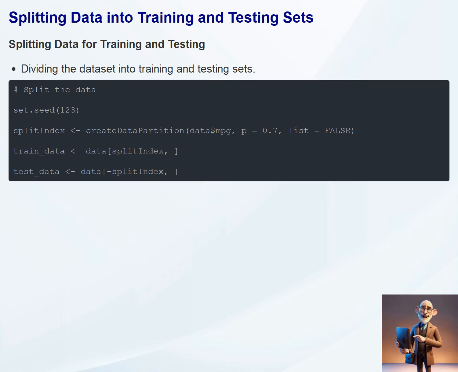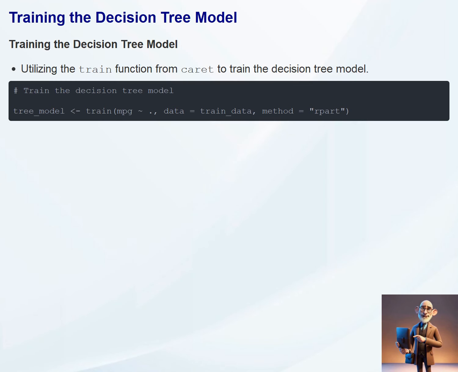Now let's split our data into training and testing sets. This step is essential for assessing the model's performance on unseen data, ensuring its generalizability. With our data prepared, it's time to train our decision tree model. We'll utilize the train function from the caret package to streamline the process and make it more efficient.